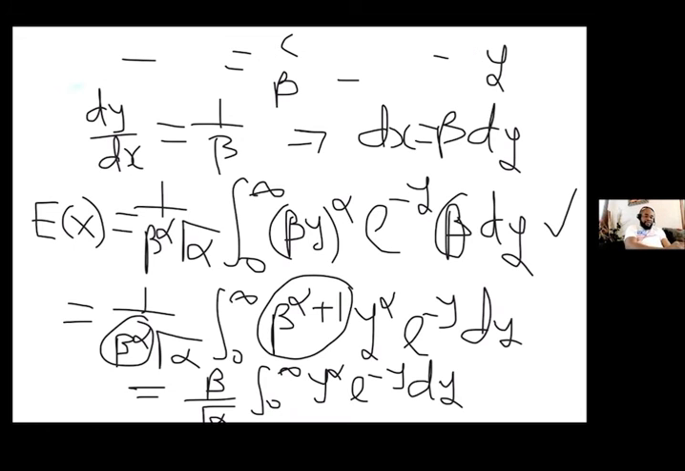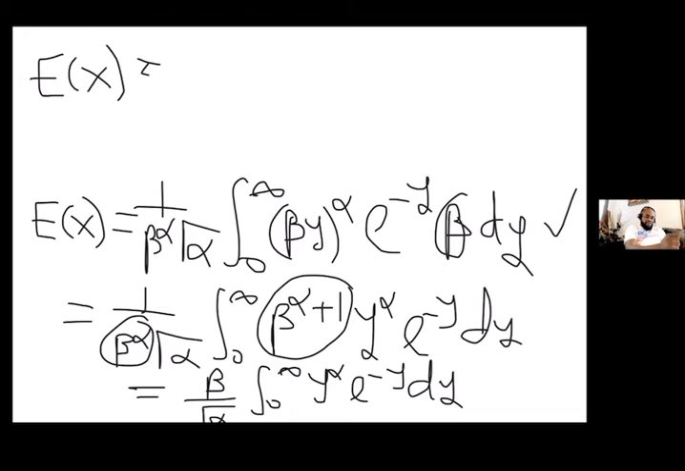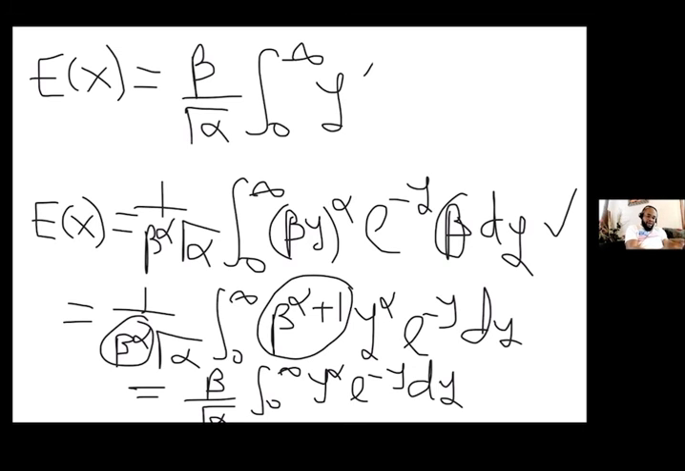I need more room. Now I'm going to write expected value of x equals beta divided by gamma alpha, then integral from 0 to infinity, y raised to power alpha, exponential raised to power minus y.